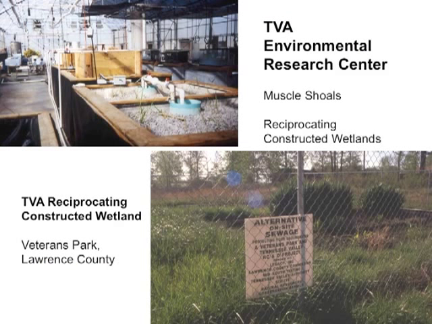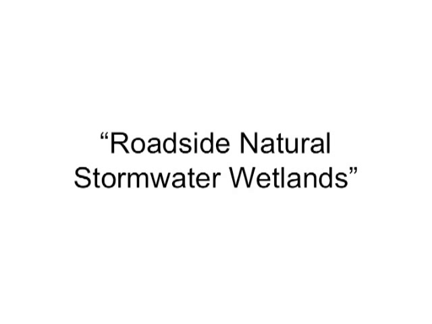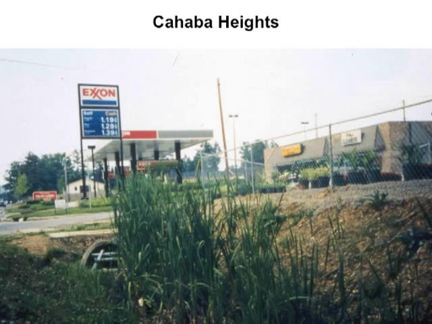And then TVA up in Muscle Shoals at their research facility uses reciprocating constructed wetlands, and they put those in a lot up in North Alabama. And again, a fence is around this because it's a park, remote area, to keep people from stealing the plants. Then let's look at some roadside natural stormwater wetlands. And the reason I want to show you some of this is, as you drive around on the highways, to keep your eye out for wetland plants and to understand what they're doing. So we'll look at some of the roadside areas.